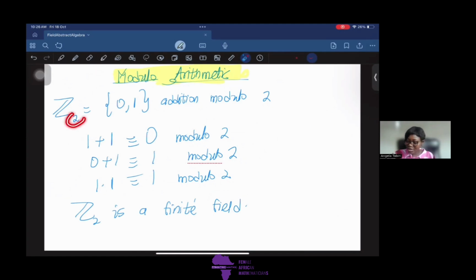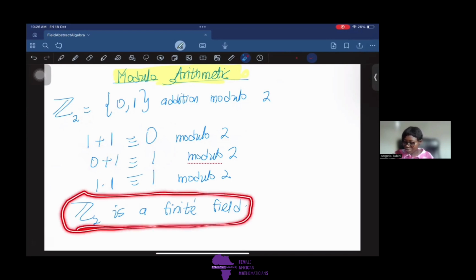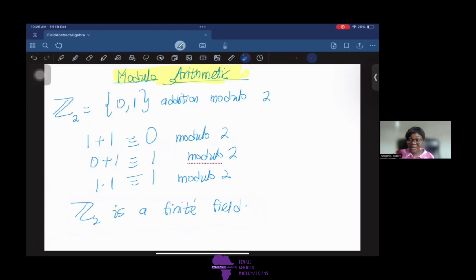So here we are looking at addition modulo 2. So if you have your set containing 0 and 1, when you add two things, you look at the remainder when you divide it by 2. So 1 plus 1 is 2, but when we divide 2 by the modulo, which is 2, you get a remainder of 0. 0 plus 1 is 1, and the remainder is 1. 1 times 1 is 1, and so on. And you can check that this will satisfy the axioms of a field. So this is the first example of a finite field.